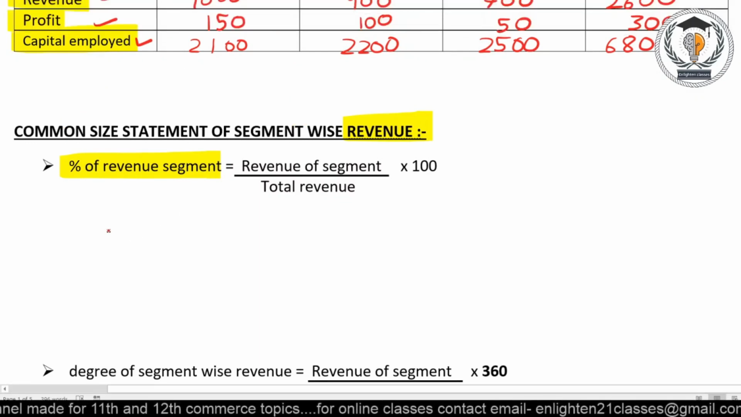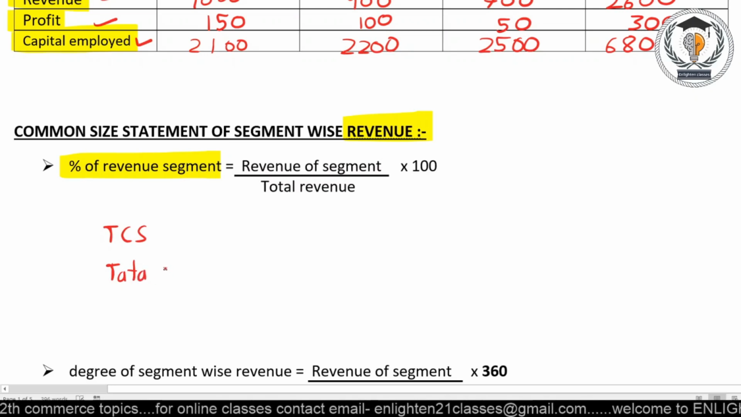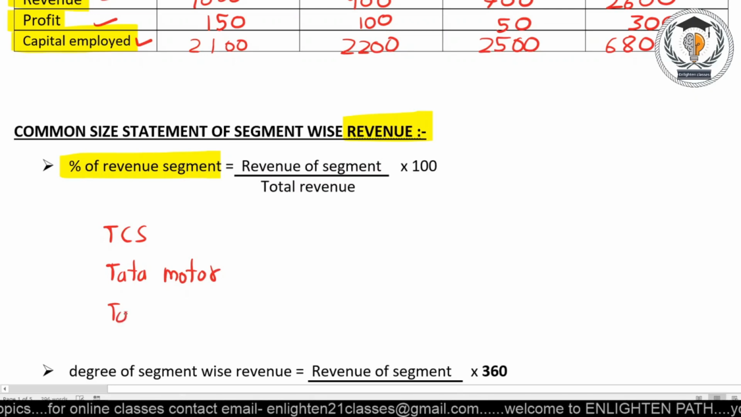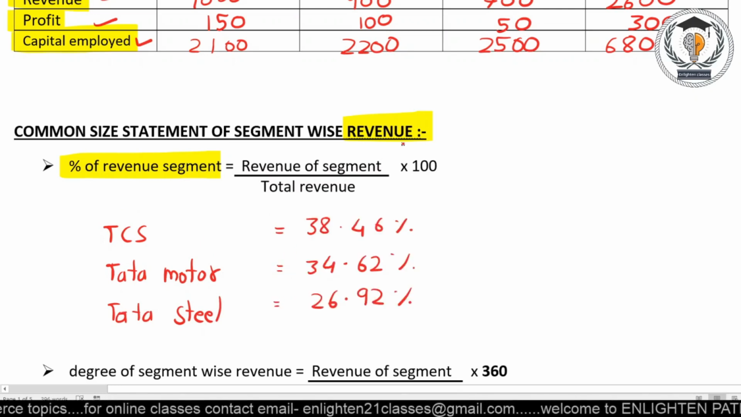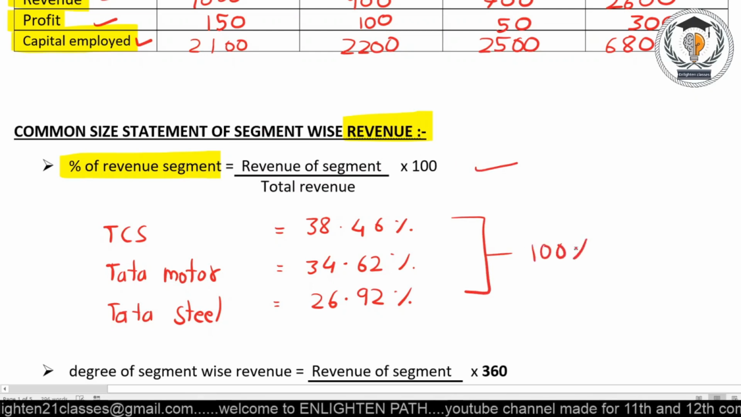For example, the first segment was TCS, IT segment. Then the second company was Tata Motors, and the third company was Tata Steel. So we have to find the revenue percent for all these three companies. So this is the percentage of revenue for the three different segments. For TCS it is 38.46, Tata Motors 34.62 and Tata Steel 26.92. So we have to use this formula and its total should come 100%.